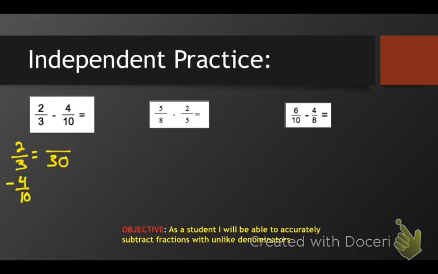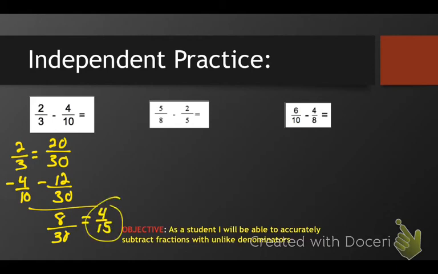Okay, multiply by 10. That would have been 20 over 30 minus 12 over 30. 20 minus 12 is 8 over 30, and we need to simplify that. That would have been 4/15, ladies and gentlemen. That's your first one. All right, 5/8 minus 2/5, same thing.